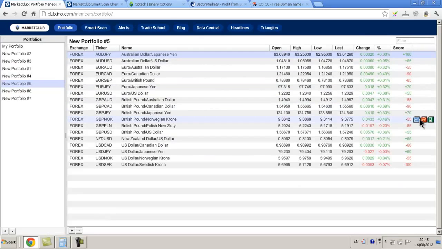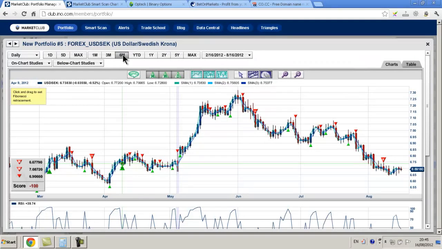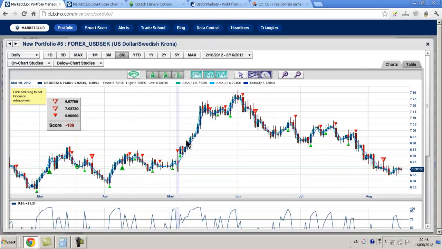Let's go down and have a look at US dollar, Swedish krona. Okay, so let's double click on that one. So we've got US dollar, Swedish krona. We've got it on a 6 month. Monthly, weekly, and daily trade triangles, minus 100 is our score there. Great. So it's been up and it's working its way down. So the trend is definitely down. There was a monthly a few days ago. We're still in a downtrend, although it looks like it's picking up a little bit there.